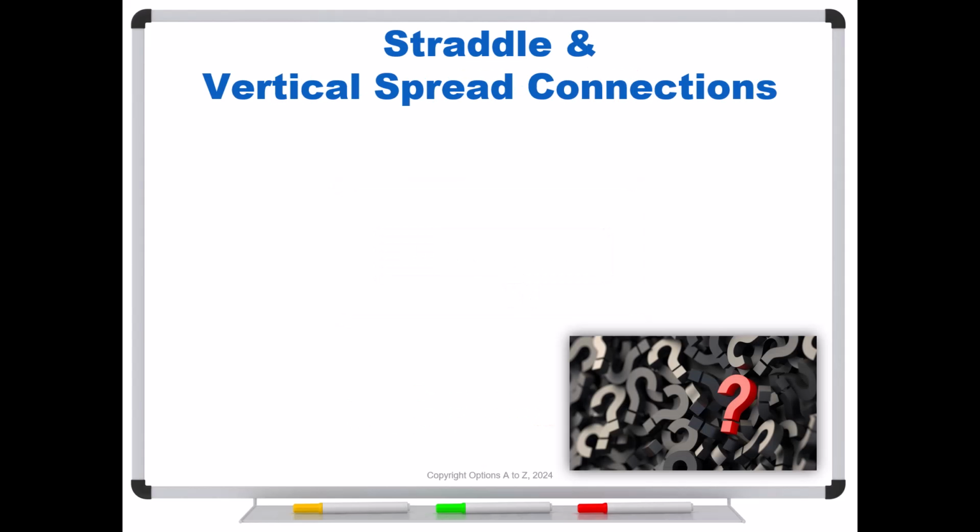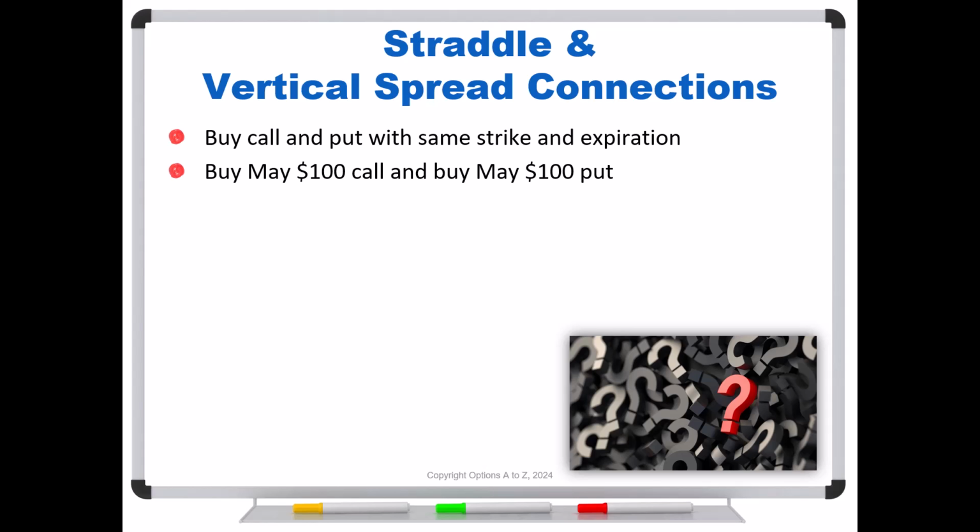So let's do a quick review of the straddle and vertical spread connections. Remember that a straddle is a strategy where you buy a call and a put with the same strike and expiration. So for instance, you might buy the May 100 call and buy the May 100 put. But now let's take this concept to a different level. Just like we can buy a call or sell a call, we can also combine them. Well, we could do the same thing with straddles.